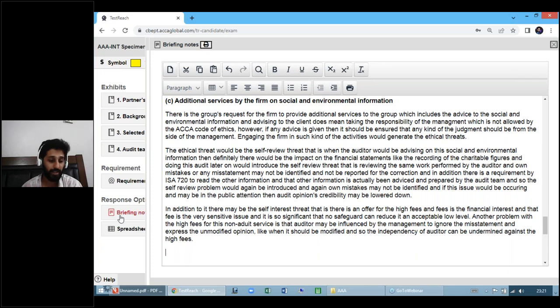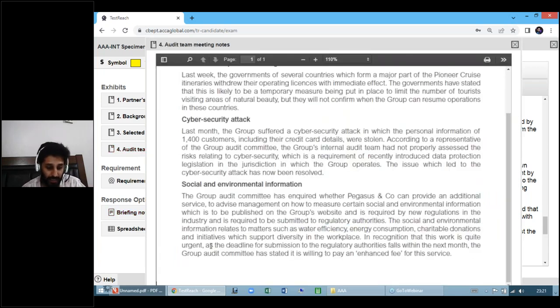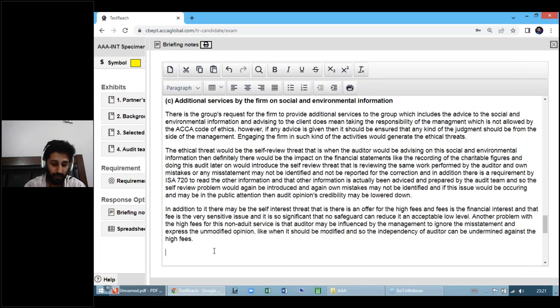And one more important issue I am highlighting is that there is a deadline for submission to the regulatory authority, right? There is a deadline to submit this, and this will introduce the intimidation threat.